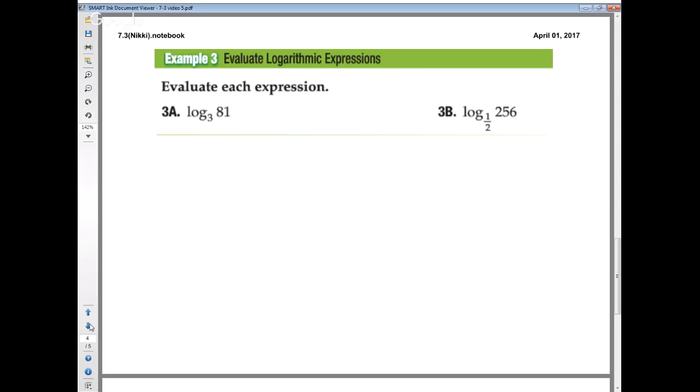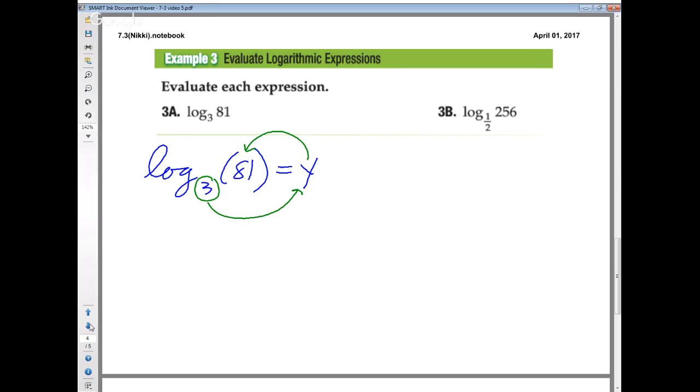So let's say for the one on the left, we have log base 3 of 81, and we want to find out what that's equal to. So let's go ahead and set that equal to y. And our main goal is to figure out what y is equal to. So to start off, we'll do the loop method so that we can rewrite this equation as an exponential.